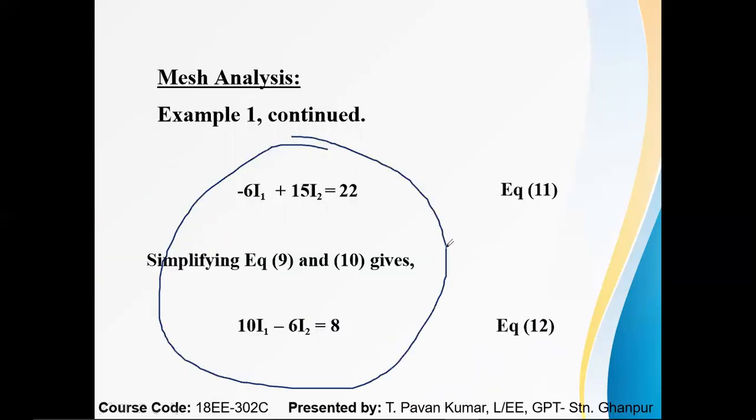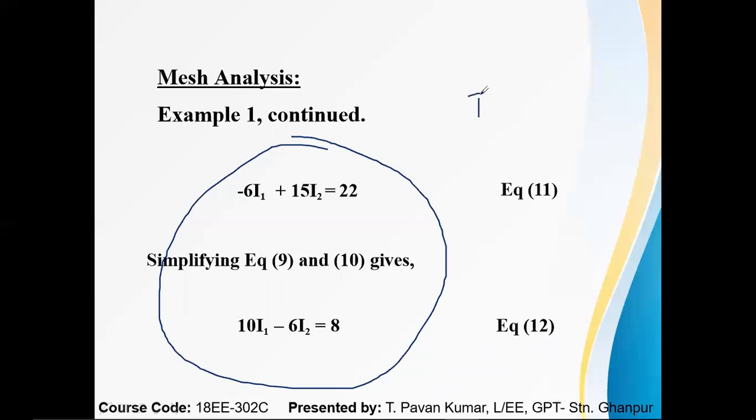Let me solve that part by using the calculator. Go to mode, equation 1, and click two unknown parameters. Then here minus 6, and B1 is 15. Sorry, not 15. B1 is 12, 15 only, not 12. C1 is 22. Then 10 minus 6, and it will become 8.